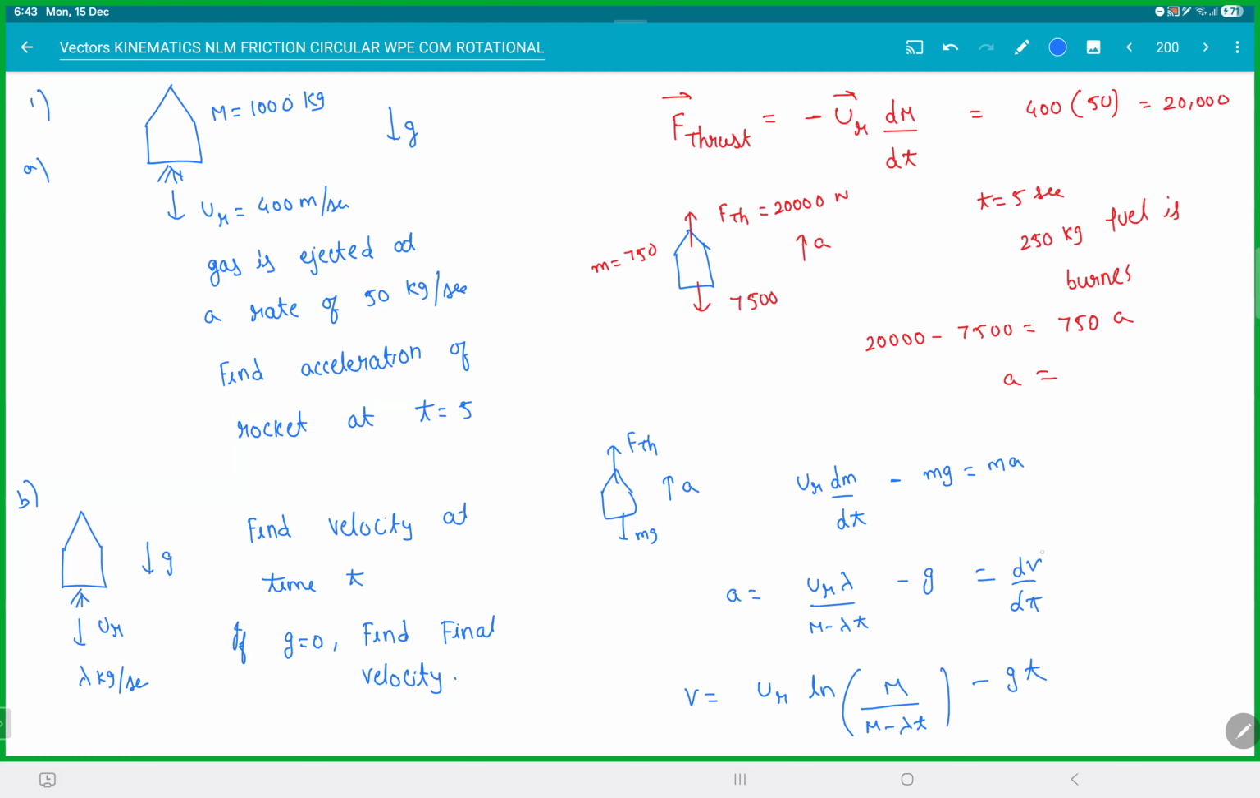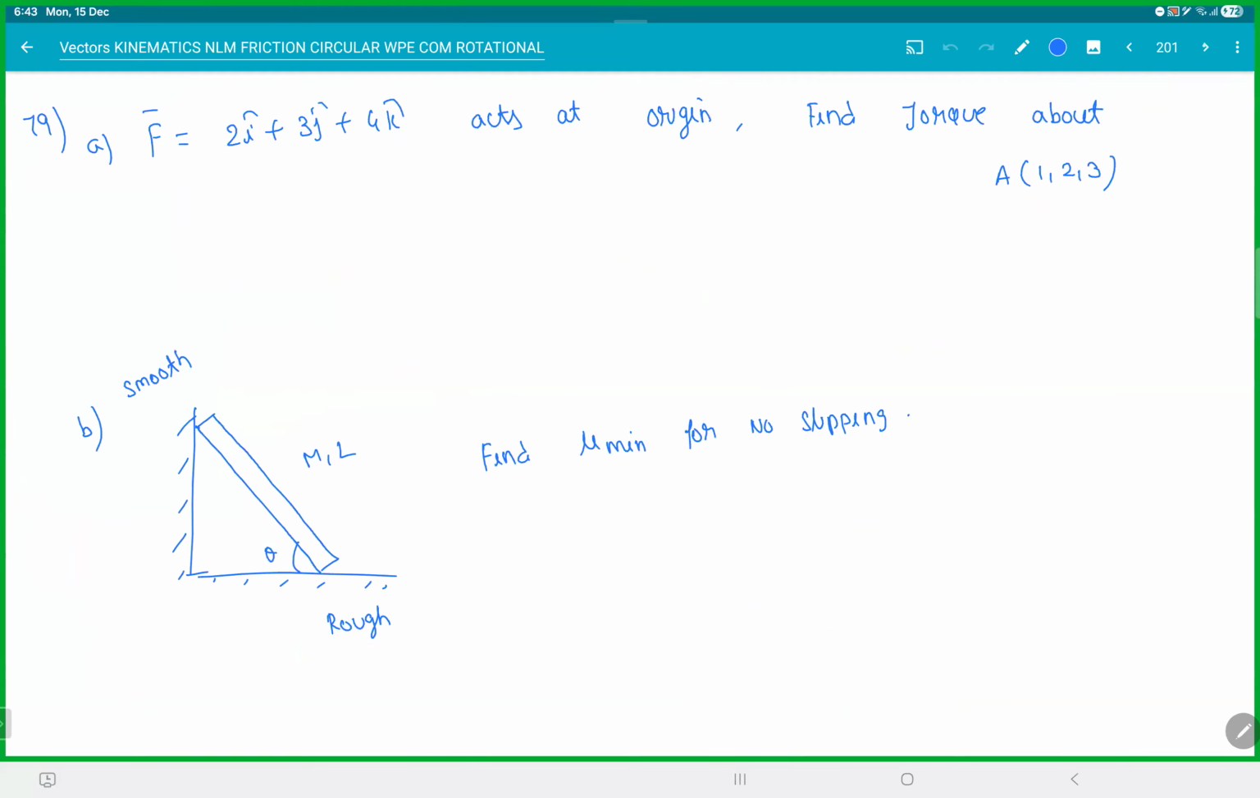This looks like an integration, but this is a very standard question. Rocket propulsion, in case you forgot. So that's the main formula there. The catch here is mass is changing. Let's get this thing. A force 2i plus 3j plus 4k acts at the origin. Find the torque about (1, 2, 3). We have a rod on a smooth wall and a rough ground. Find minimum mu so that there's no slipping.